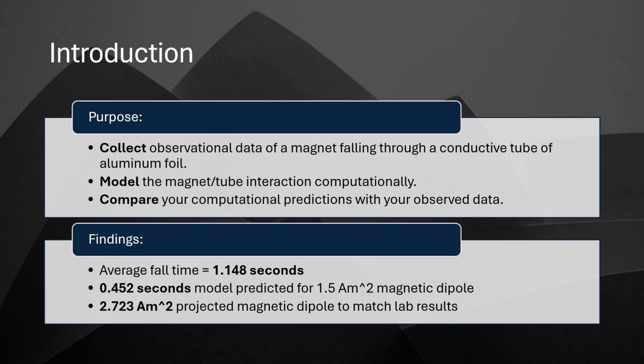Our result was that the average fall time for the magnet was 1.148 seconds, which, when using the computational model with a magnetic dipole of 1.5 from lab 3, predicted a time to fall of 0.452, which is significantly less. To match the lab results, the model projected that the magnetic dipole would need to be 2.723.